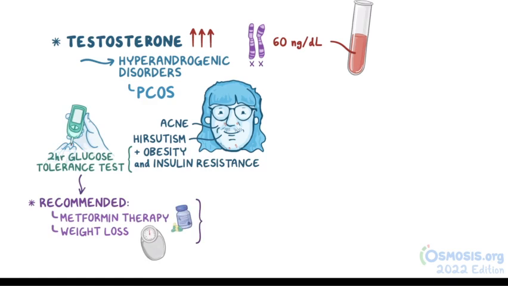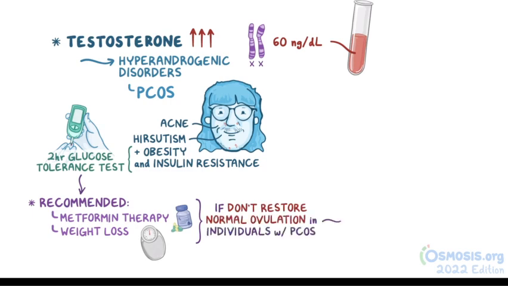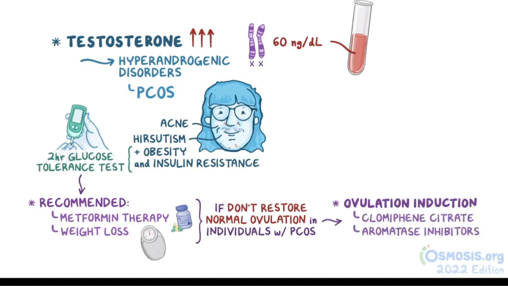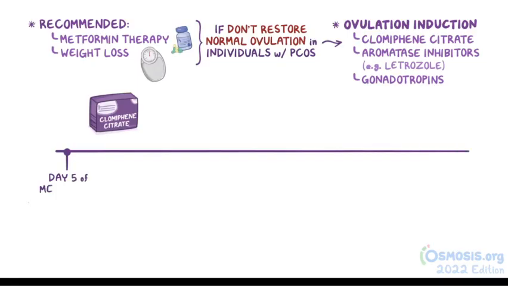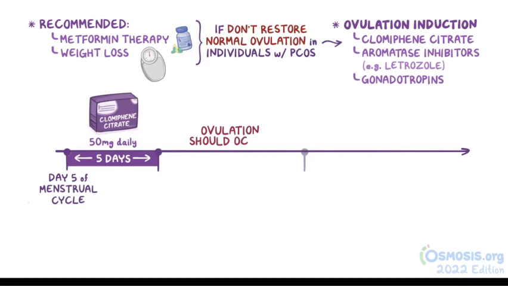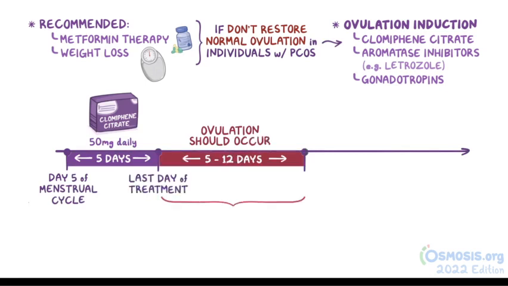If weight loss and metformin don't restore normal ovulation in individuals with PCOS, then ovulation induction may be done with medications like clomiphene citrate, aromatase inhibitors like letrozole, or gonadotropins. Clomiphene citrate is given starting on day 5 of the menstrual cycle, an initial dose of 50 milligrams daily for 5 days. Ovulation should occur 5 to 12 days after the last day of treatment, and it should be tracked using urinary ovulation kits.